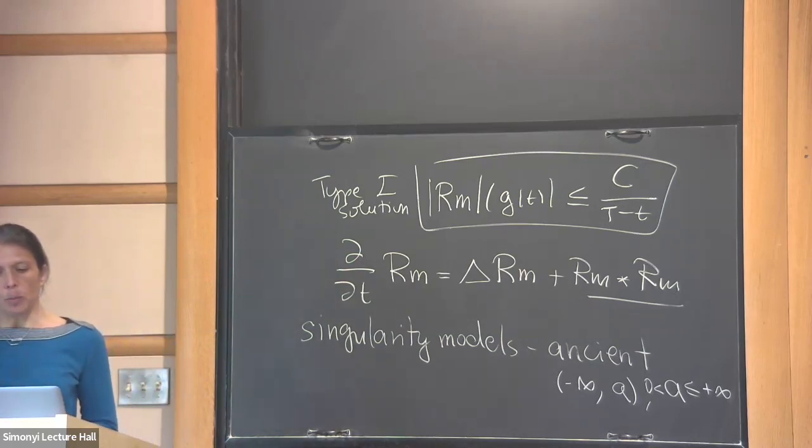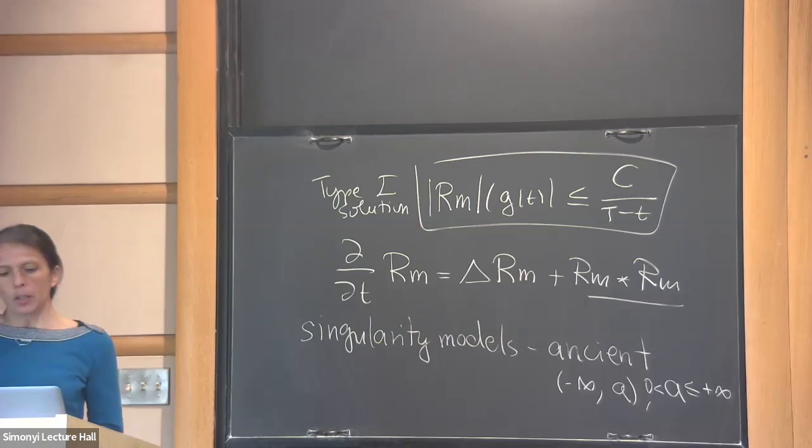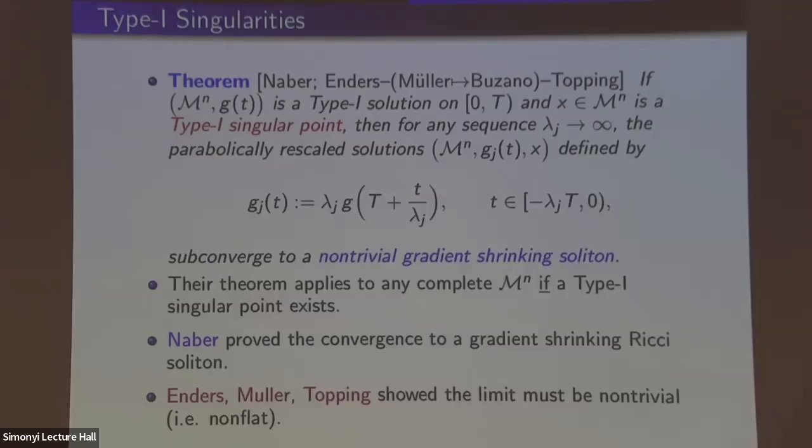This theorem also applies in the non-compact complete setting, as long as you have a type 1 singular point, as long as you can find an essential blow-up sequence that converges to something on your manifold, which is then called a type 1 singular point. So you can still apply this theorem. Naber proved in the previous theorem the convergence to a gradient shrinking Ricci soliton, and Enders, Müller, and Topping proved that this soliton is non-trivial, so non-flat, because if you get just Euclidean space in the limit, it doesn't tell you much about your singularity. So this is what they did.